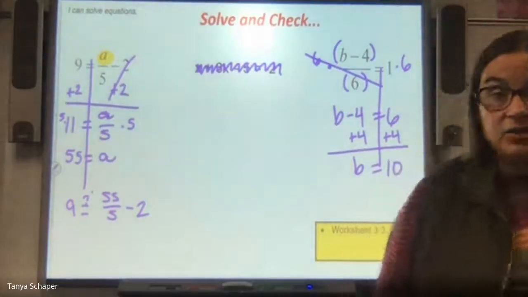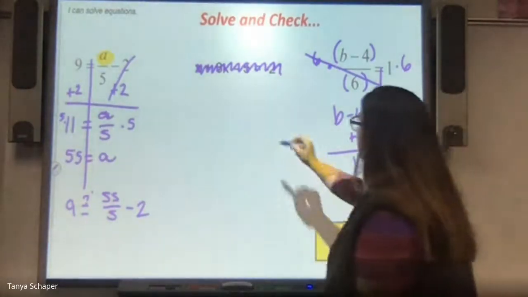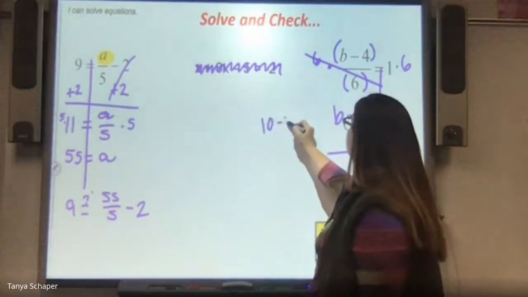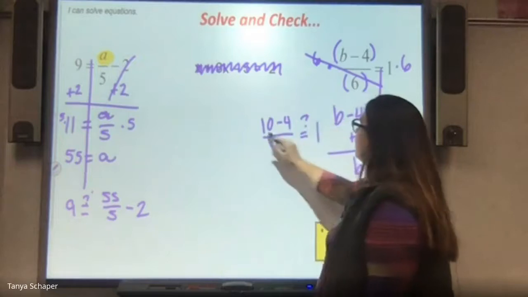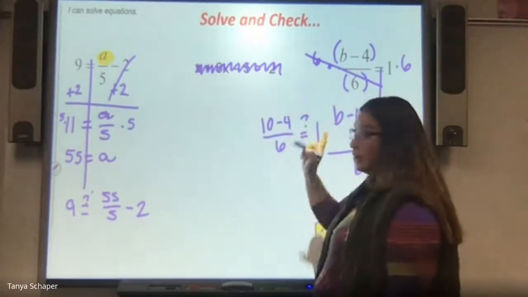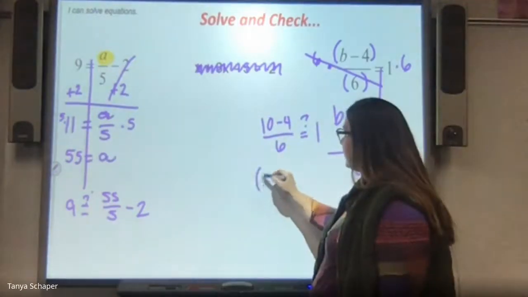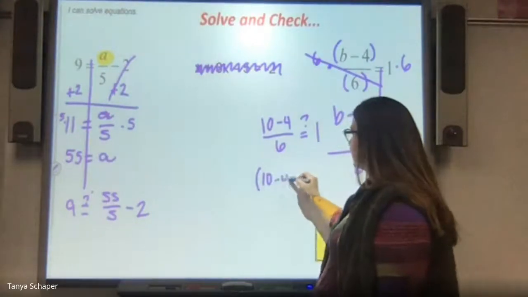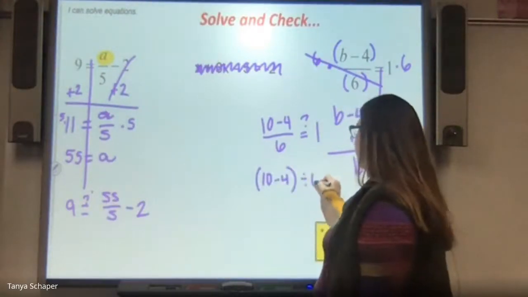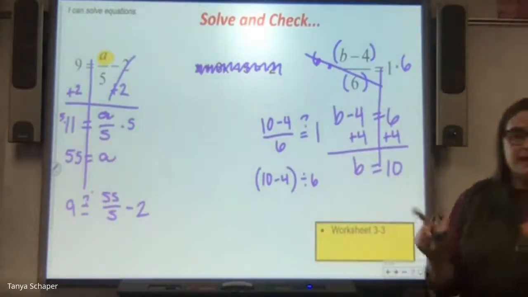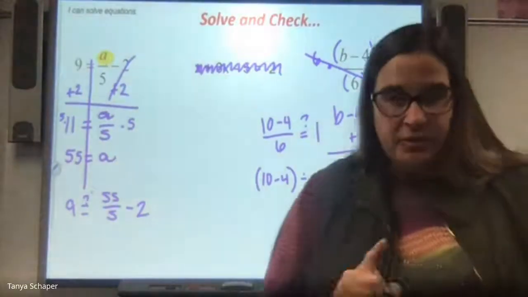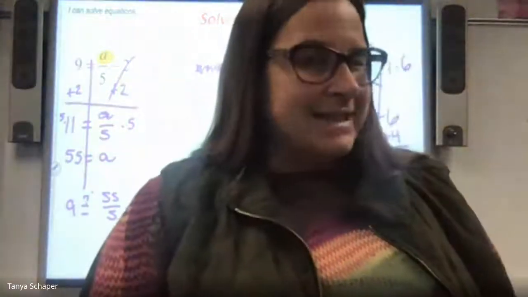I can go ahead and check it in. When you check this one, friends, you're going to go 10 minus 4 divided by 6. We want to know if that's 1. If you're going to use your calculator, I would type in parentheses 10 minus 4 parentheses divided by 6 and see if it works. If you type in 10 minus 4 divided by 6 without parentheses, it's not going to work. Got to make sure you have that grouping symbol.